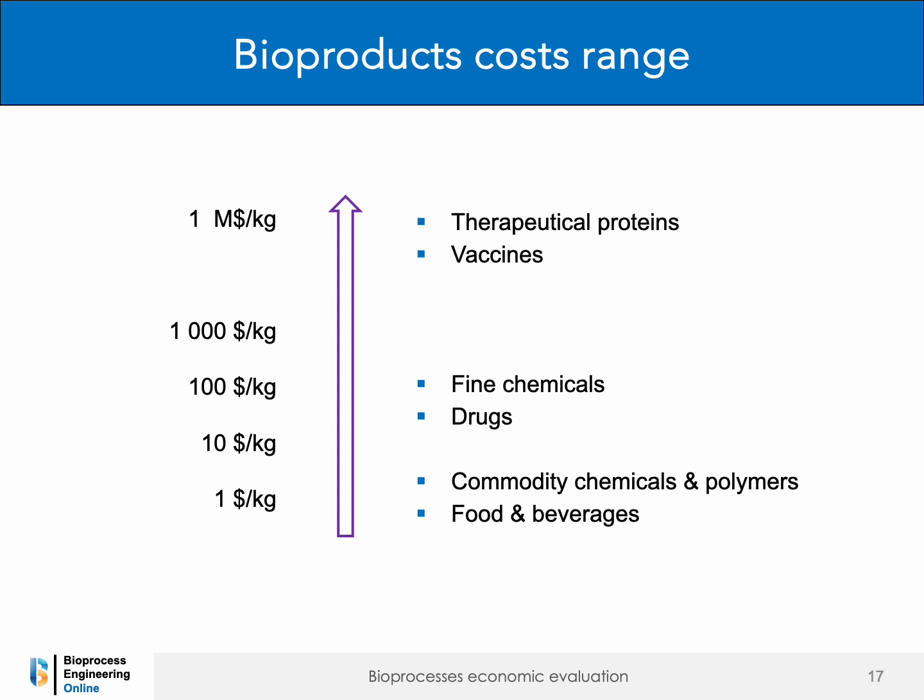Specialty chemicals and drugs like antibiotics typically have production costs ranging from tens to hundreds of dollars per kilogram. The highest production costs are associated with therapeutic proteins and vaccines, which can range from hundreds of thousands to millions of dollars per kilogram.